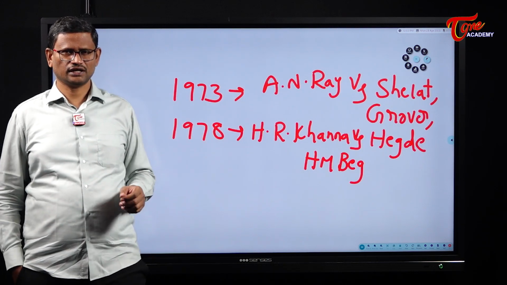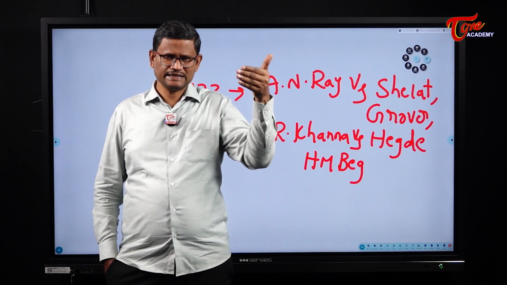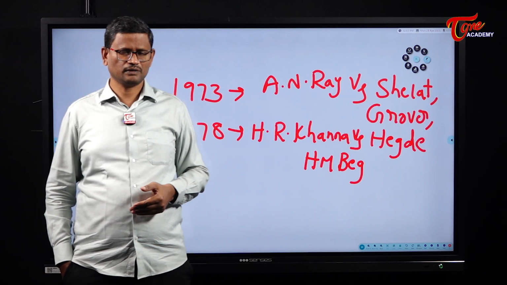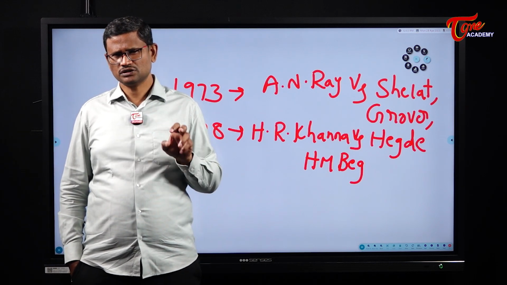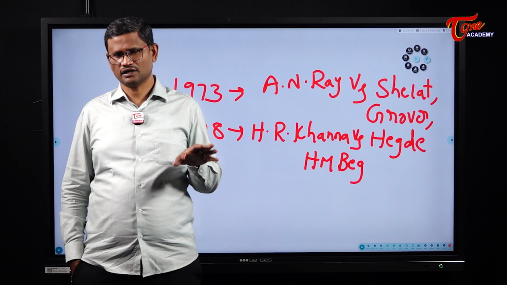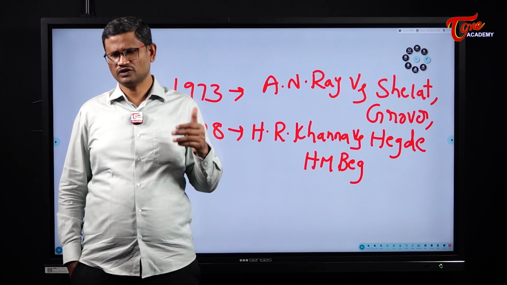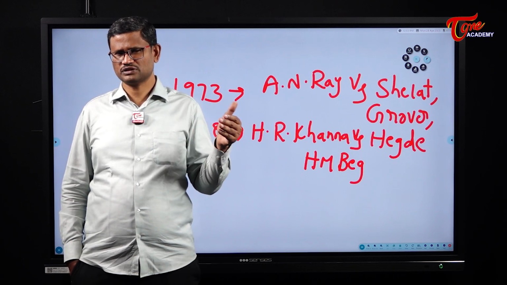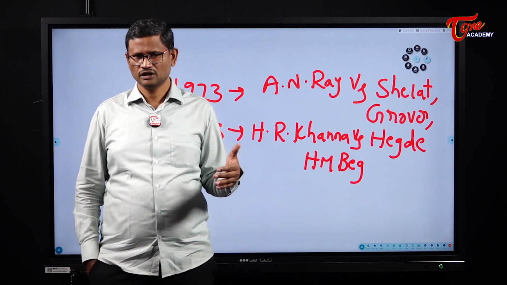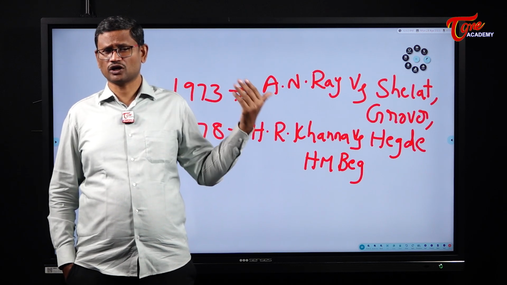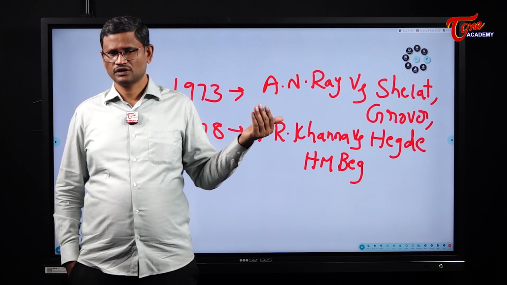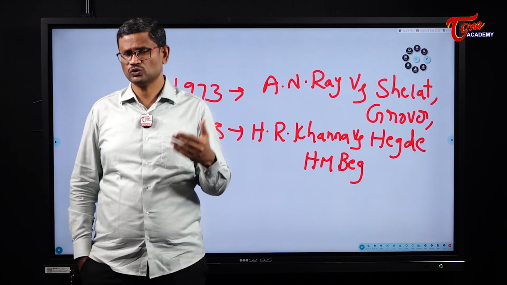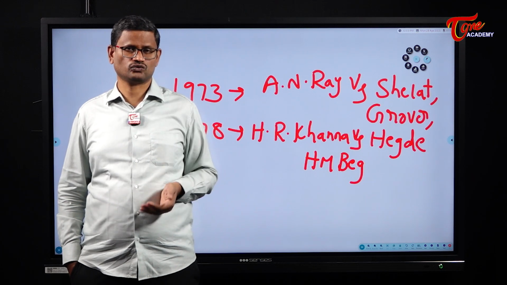Similarly, in 1978, we had, between 1975 and 1977, internal emergency declared in the country by Mrs. Indira Gandhi. When the personal liberties of the people were taken away under national emergency, the matters went to the High Court and the Supreme Court. So in ADM Jabalpur case, which is famously called habeas corpus case, the Supreme Court supported the government of India, and it upheld the suspension of the fundamental rights, including the fundamental rights guaranteed by Articles 20 and 21.